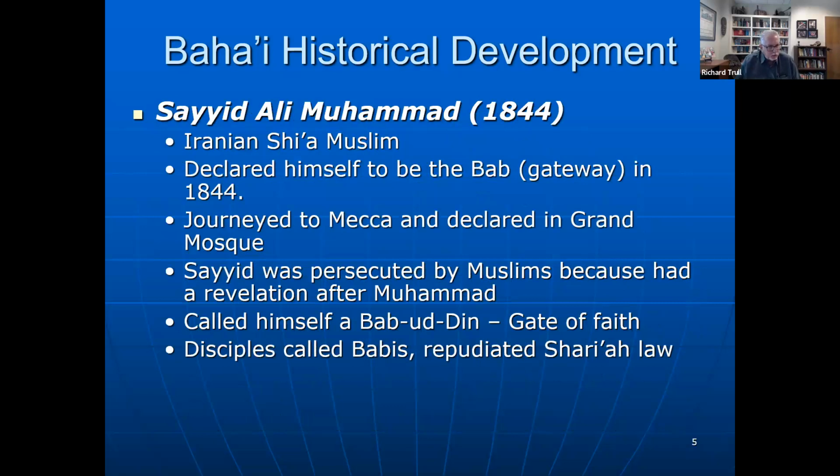Sayyid Ali Muhammad, in 1844, so you're now in the 19th century, was an Iranian Shia Muslim. He declared himself to be the Bab, the gateway, in 1844. He journeyed to Mecca and declared this to be the case in the Grand Mosque, which a lot of Muslims weren't going to be very accepting of. So he gets persecuted for making the statement because he claimed to have a revelation after Muhammad, and that's not acceptable for a lot of Muslims. He called himself the Bab-ud-Din, the gate of faith. And he did gain some followers. The disciples were called Babis, and they did not accept Sharia law in their belief system.